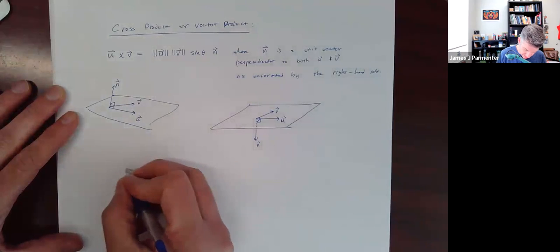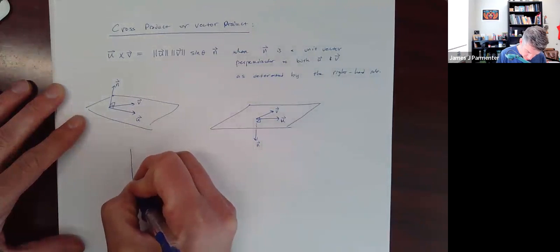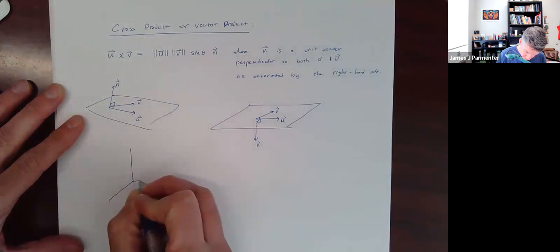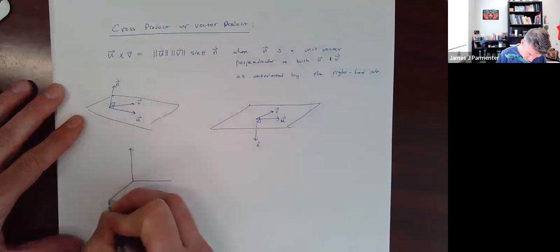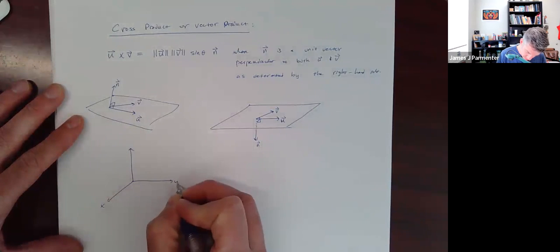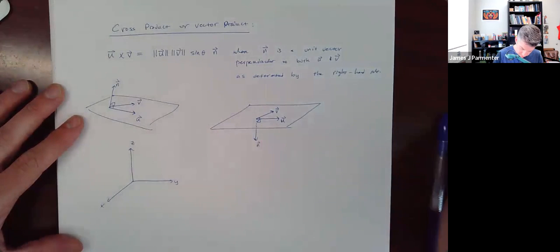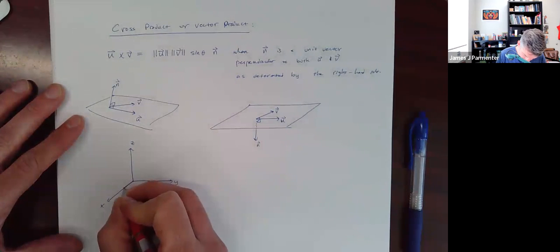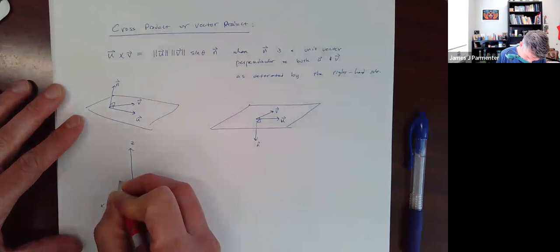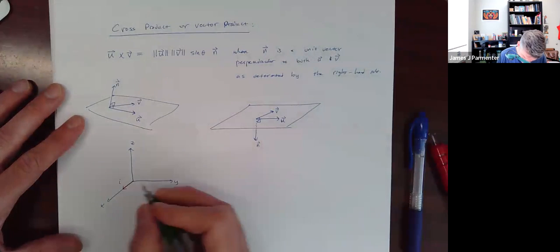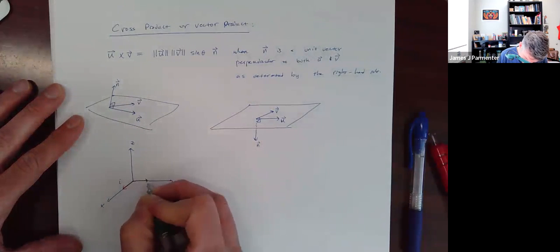So if you think about your three-dimensional coordinate system, where this is x, y, and z. If this is the unit vector in the x direction, that's i. Here's the unit vector in the y direction, it's j.